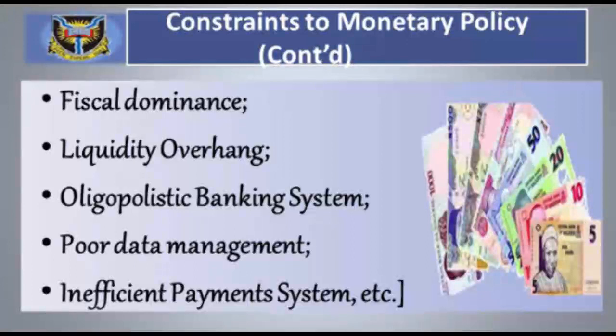4. Data. Poor data is a major constraint in the formulation of monetary policy in Nigeria. 5. Inefficient payment system. Nigeria is a cash-based economy. Almost all payments are made in cash, and as such, the large volume of currency in circulation or high-powered money renders monetary control difficult, if not impossible.